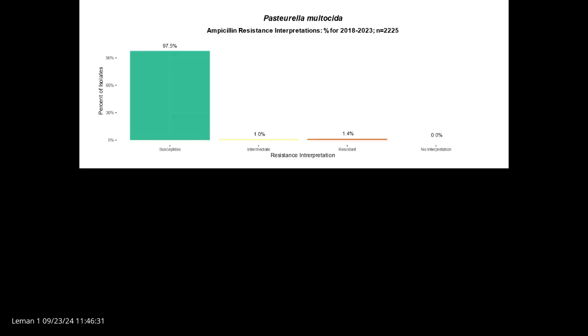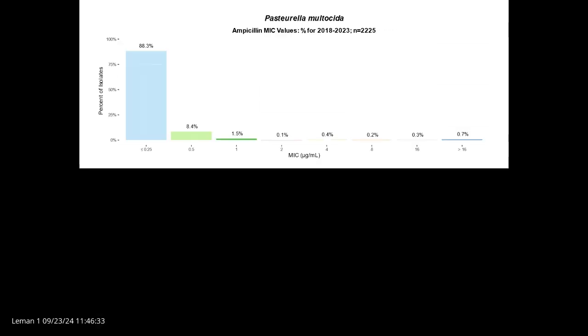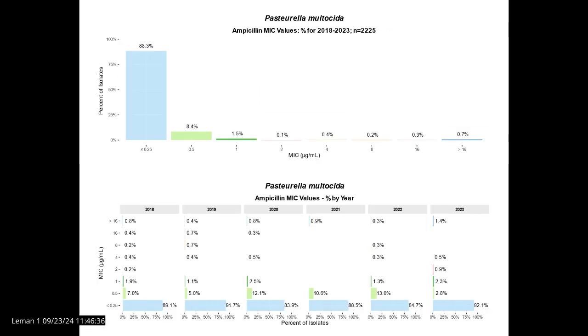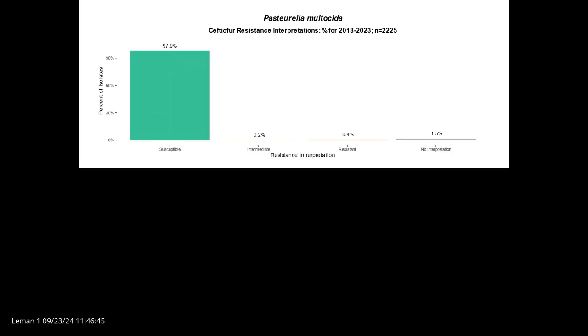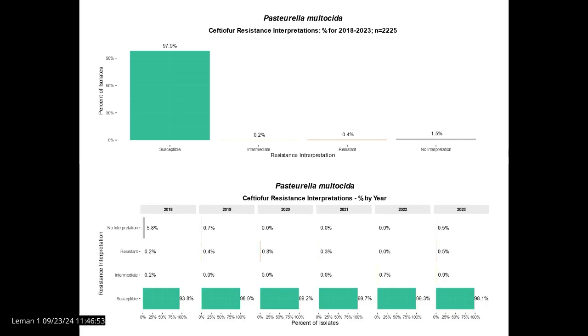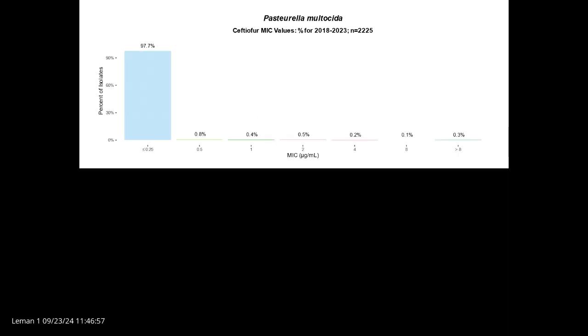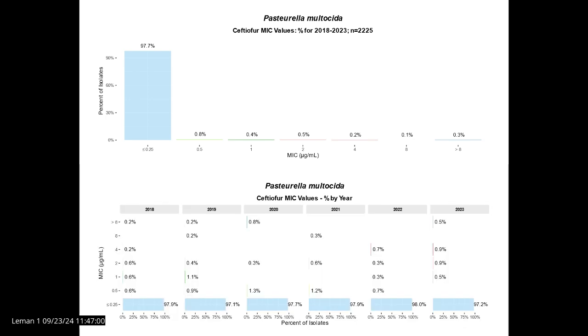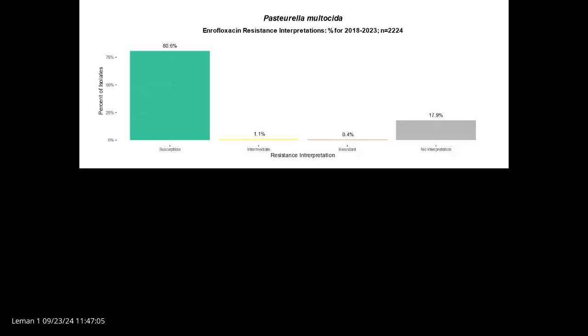When we look at ampicillin, it looks very similar to penicillin. We won't spend a lot of time here. So again, we've got 90 or more percent-ish that are in those first two dilutions on the Sensititre plate for ampicillin. Then we look at ceftiofur, which is also labeled for Pasteurella, 98% susceptible, and that has stayed stable over time. So we've got pretty consistent values there. And the MICs are essentially rock solid at 97% with some smatterings in other different dilutions.